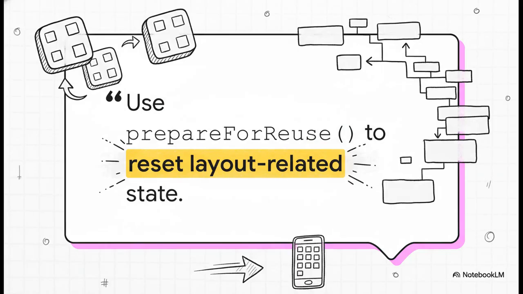Luckily, iOS gives us the perfect tool to fight this. There's a special method called prepareForReuse. This is the designated spot to put all your cleanup code for anything related to the cell's appearance, resetting colors, transparency, layout constraints, before it gets handed back to you to be filled with new data.